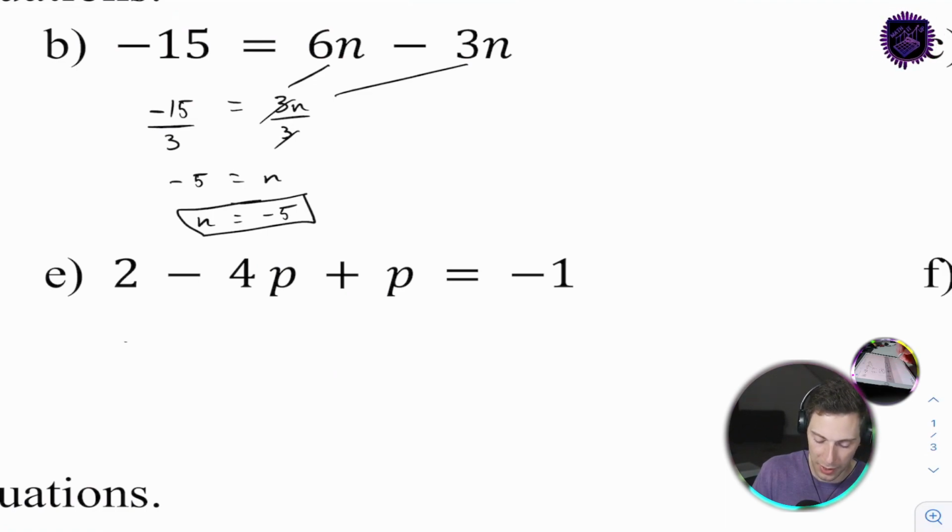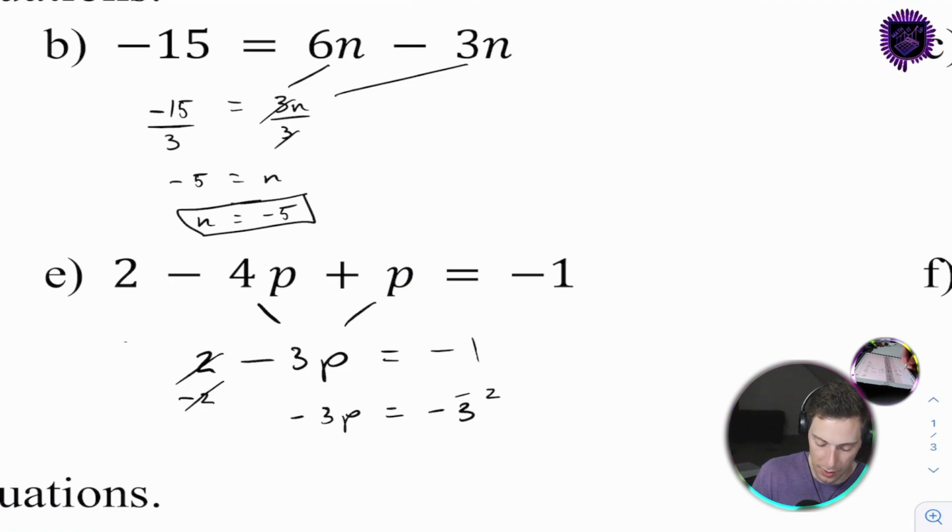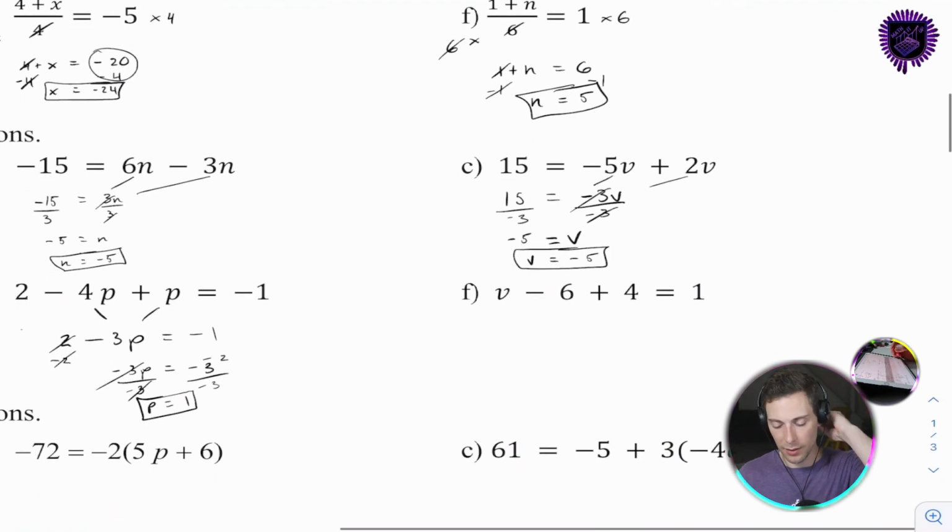minus 4p plus p. Okay, so let's combine our like terms of these ones. So we have 2 minus 3p is equal to -1. Let's subtract 2. Subtract 2. -3p is equal to -3. Let's divide by -3 on both sides, and we have p is equal to 1. That's our answer. All right.